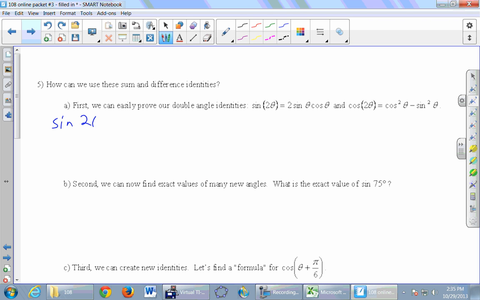So sine of 2 theta, we're going to pretend we don't know that it's 2 sine theta cosine theta. There's no reason for us to believe that from last class, but we'll prove it now. So one thing we definitely believe is that 2 theta is the same as theta plus theta. And then we can use our sine of (a plus b) formula. I'll put it here.